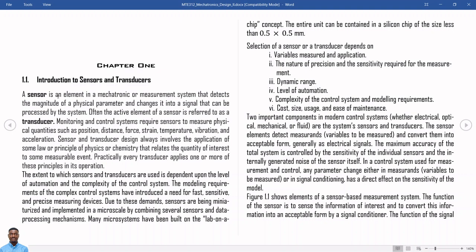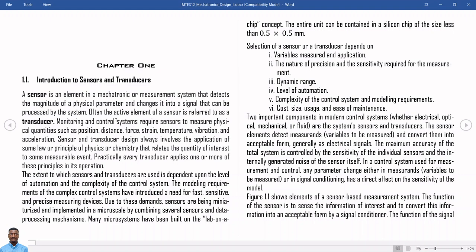Now, the active element in every sensor is what we call a transducer. Even in some cases, you see the words sensor and transducer used interchangeably or used together, the way we have made the topic look in this case. For any system to be able to monitor and control, you need sensors to measure physical quantities such as position, distance, force, strain, temperature, vibration, and acceleration.